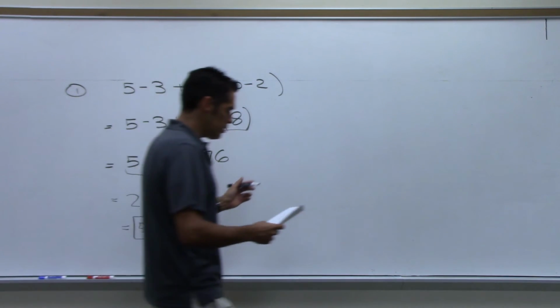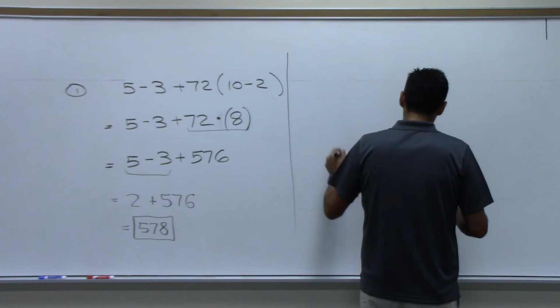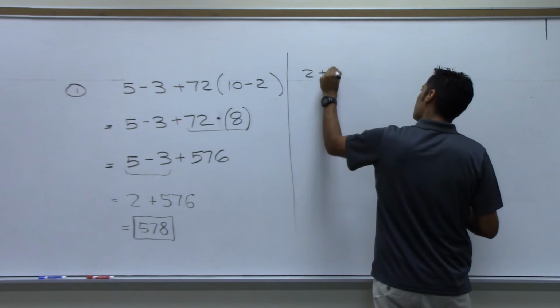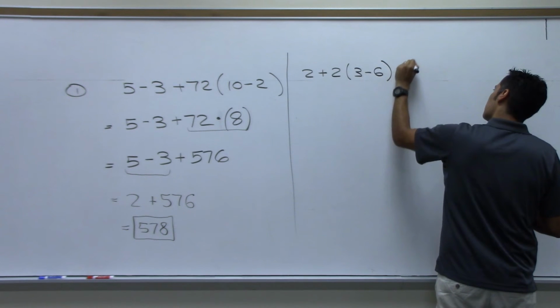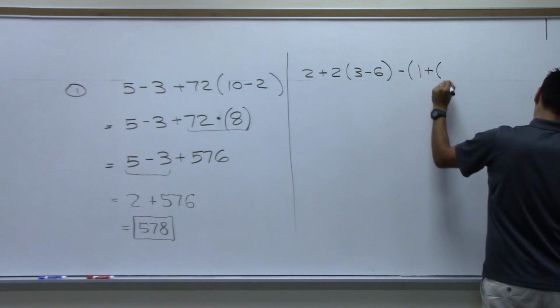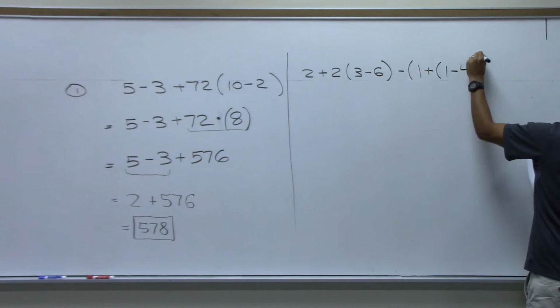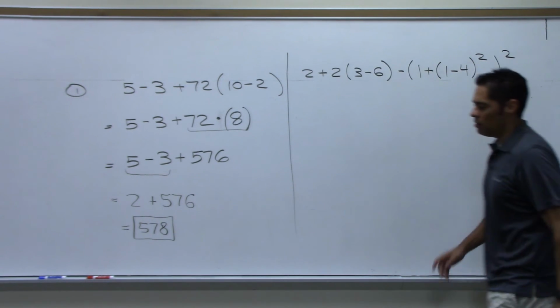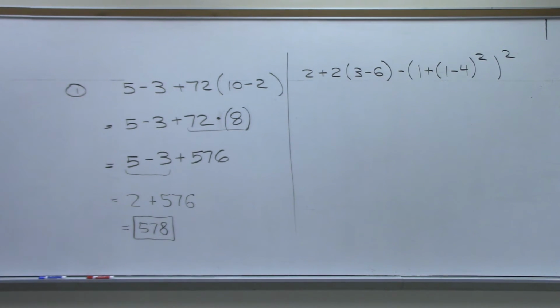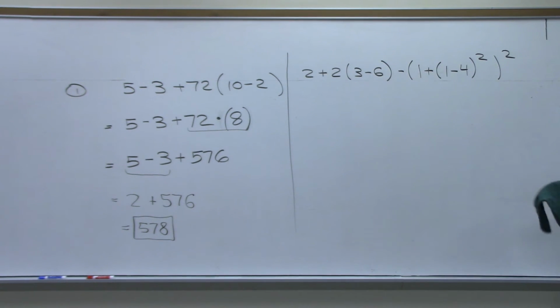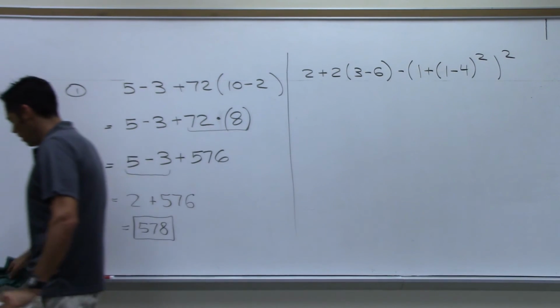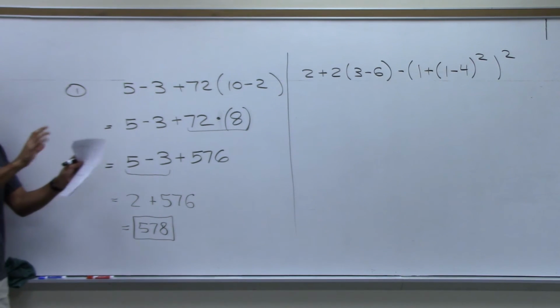Let's try one that's a little more interesting. 2 plus 2 times 3 minus 6 minus 1 plus 1 minus 4 squared squared. And I know you're sitting there going, oh my gosh, that's just ridiculous. Trust me when I tell you that an engineer will face something like that. Someone taking higher math classes will see that, and they will have to deal with it, and they will not be afraid of it, and then they'll move on, okay? Unfortunately, like I told you, you're just looking at the tools here in this class.